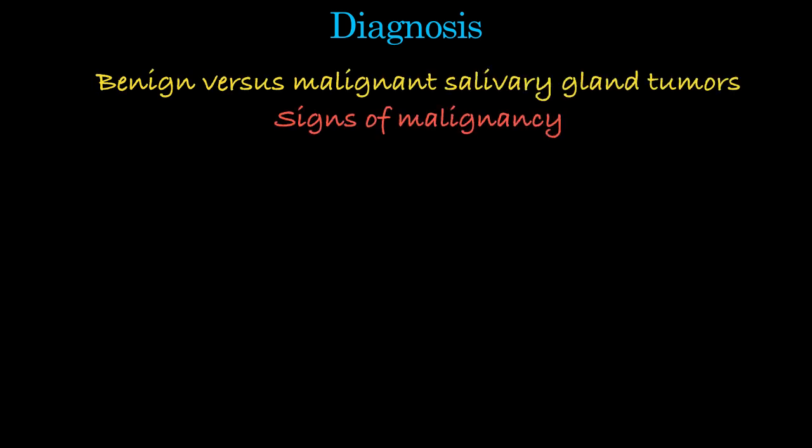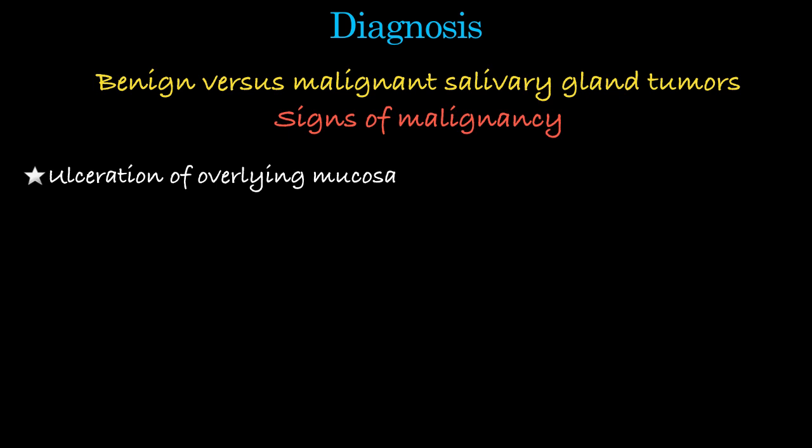Also, we have to examine if there is any sign of malignancy, any clue that would push us towards suspecting malignancy. These signs are very important, and they are general signs for malignancy. They are not that specific to salivary glands. They are general signs of malignancy.